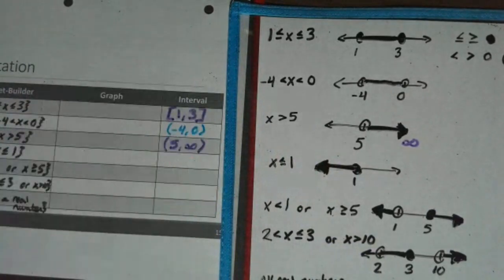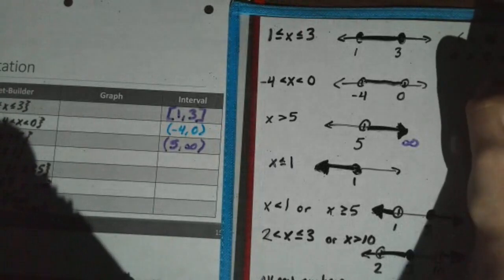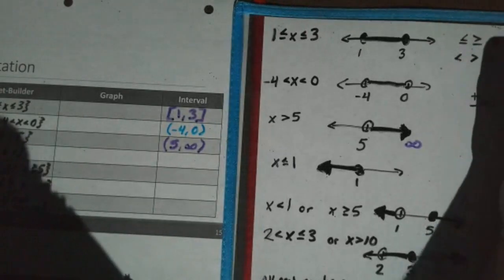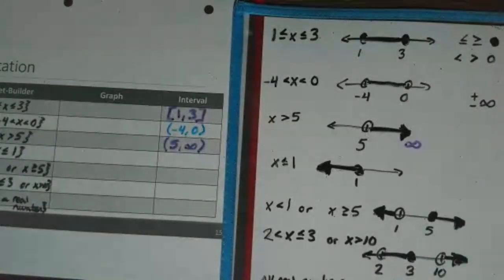To kind of go along with this, anytime you use positive or negative infinity, you'll be using parentheses because we can never be equal to either positive or negative infinity. So if you're ever using one of those, then you're going to want to use parentheses.